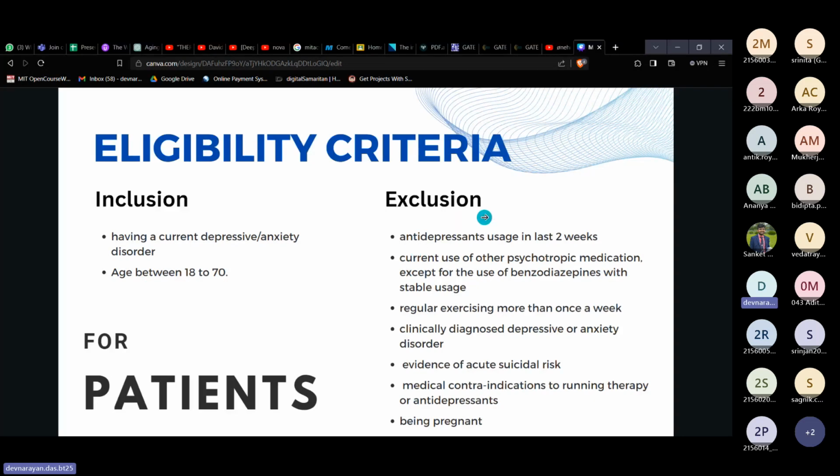The exclusion criteria for the same were antidepressant usage should not have been there within the last 2 weeks. Current usage of psychotropic medication, except for the usage of benzodiazepines with stable usage, regular exercising more than once a week, clinically diagnosed depressive or anxiety disorder, evidence of acute suicidal risk, medical contraindications to running therapy or antidepressants, or being pregnant.